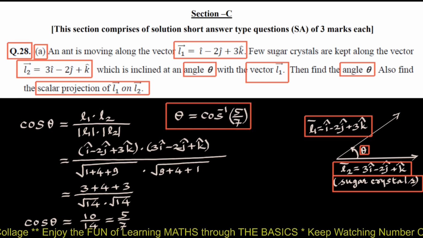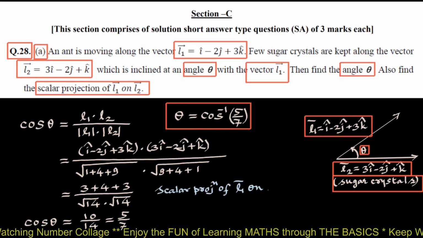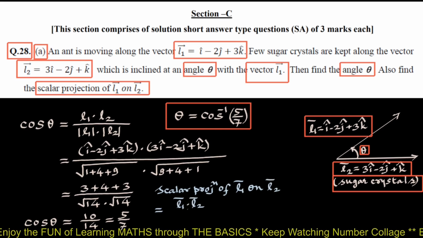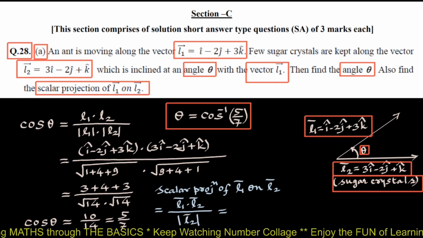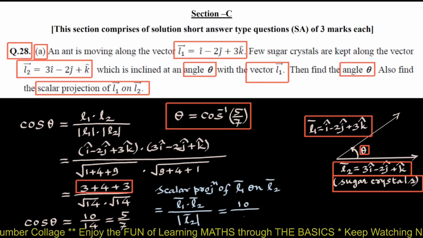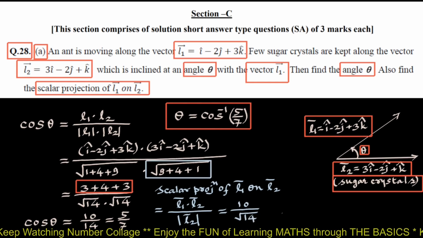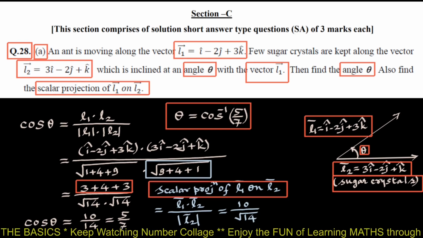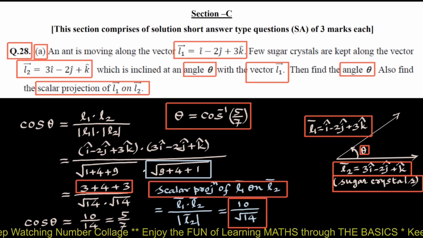Next we have to find the scalar projection of vector L1 on vector L2, which is vector L1 dot vector L2 upon magnitude of vector L2, which is 3 plus 4 plus 3, 10, as found here. 10 upon magnitude of L2, which is root 14 as found here. So this is the scalar projection of L1 bar on L2 bar, 10 upon square root 14.